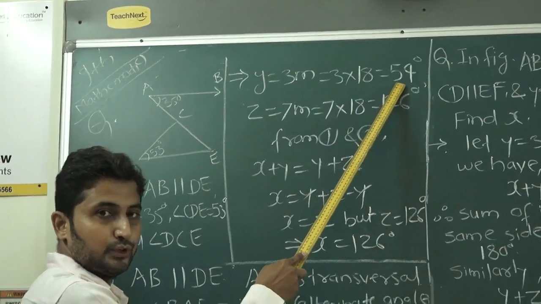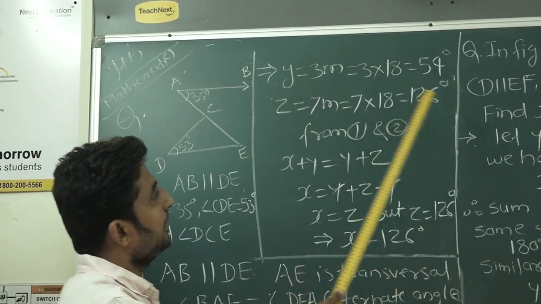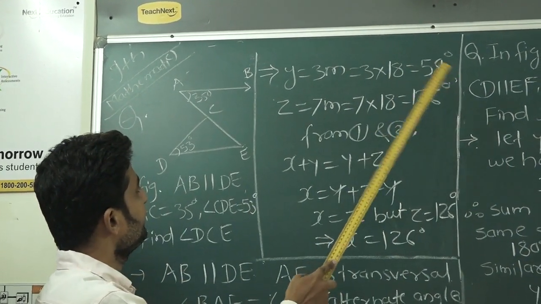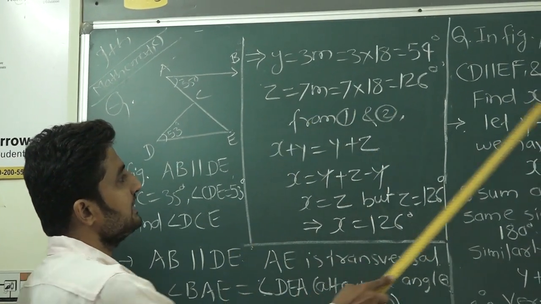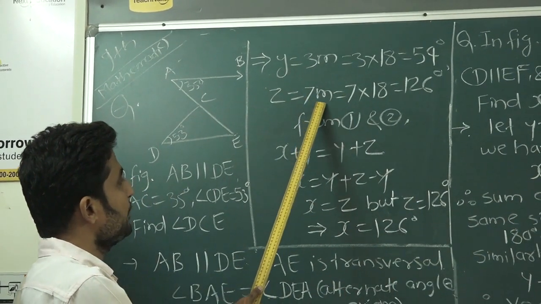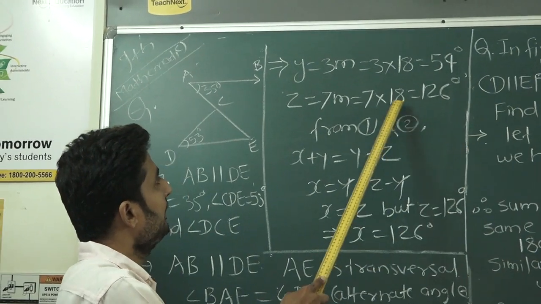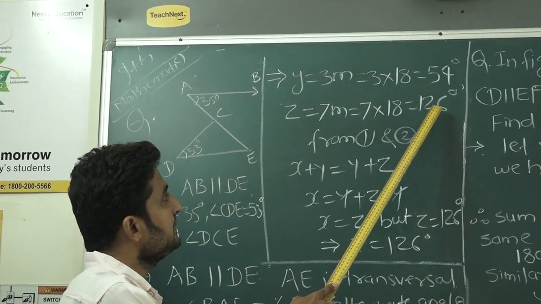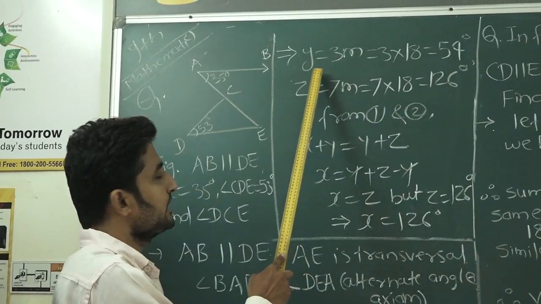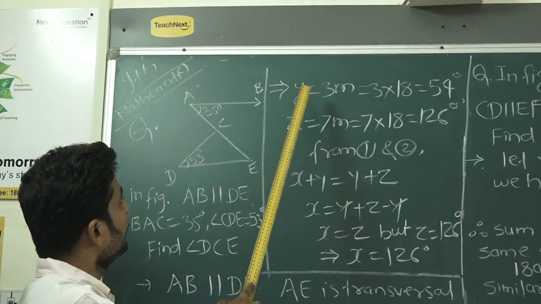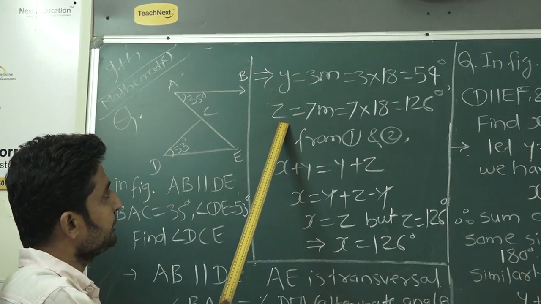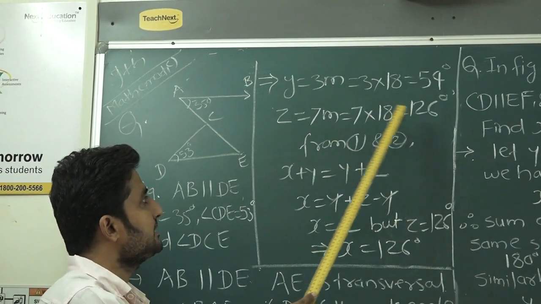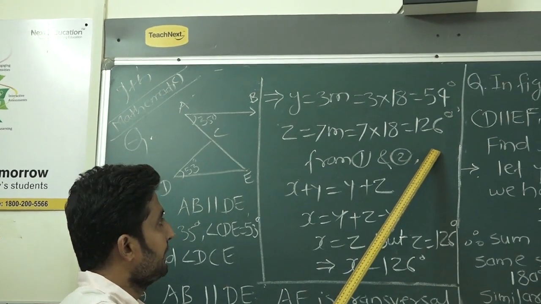This is 54 degree. Angle y is equal to 54 degree. And similarly z, we call this z as 7m. That's why 7 into the value of m, which we have just calculated as 18. So it is 18 into 7, that is 126. So dear students, here we come to know the value of y and z respectively. That's why y is 54 degree and z is 126 degree.